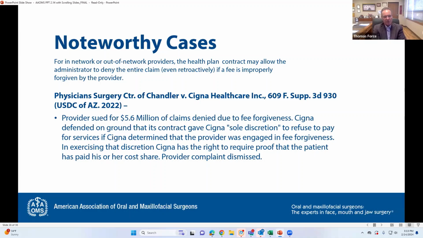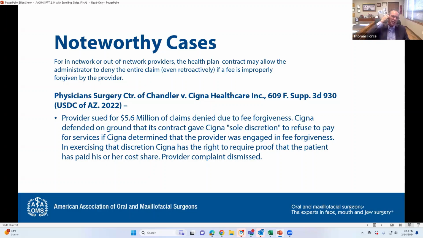In any event, the provider says, "Hey, Cigna, you're not paying my claims. You owe us $5.6 million in gross charges." Cigna says, "We did an audit, and we don't owe you that money. And in fact, any money we did pay you, we're entitled to that money back because our contract with our member gave us sole discretion to refuse to pay for services if Cigna determined that a provider was engaging in fee forgiveness.